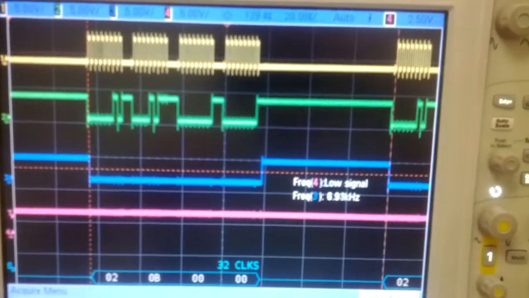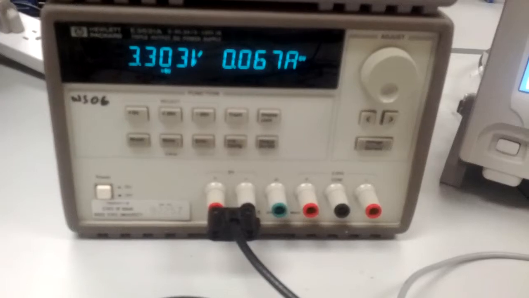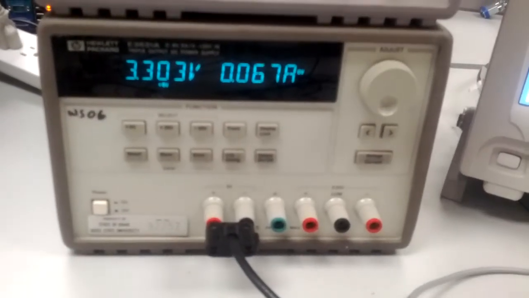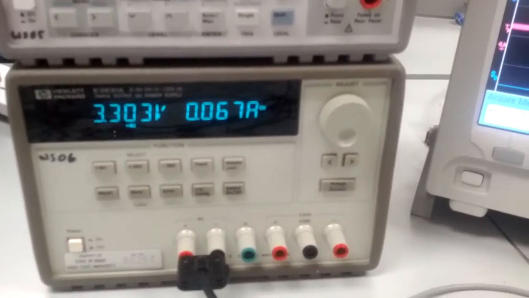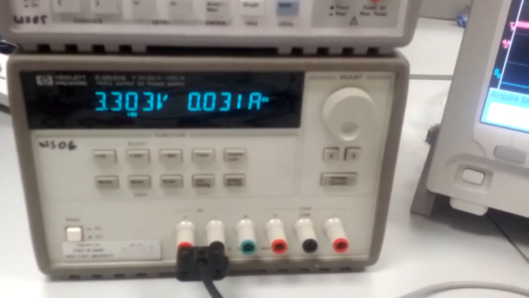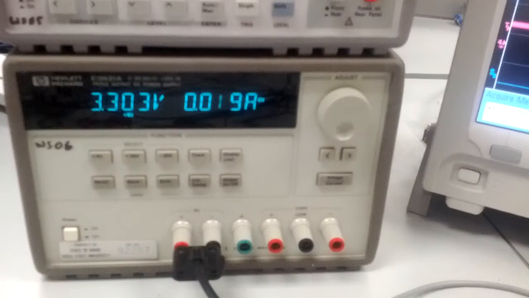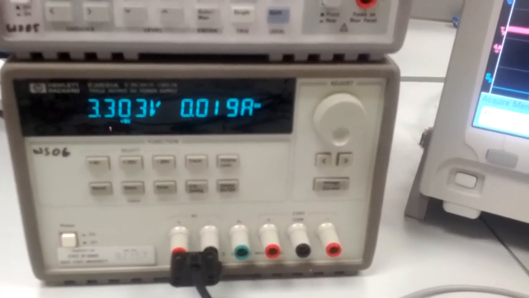So now if I scan over to the current running to my device, since I have my max volume, it requires that more current is being used. But as I decrease the volume, it goes back down to its normal current draw.